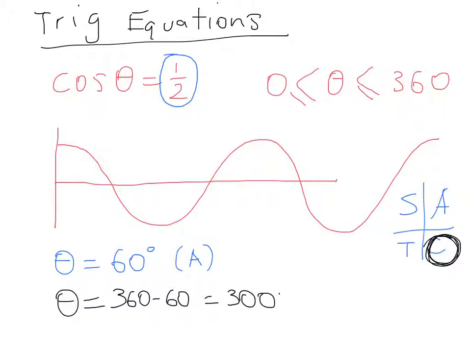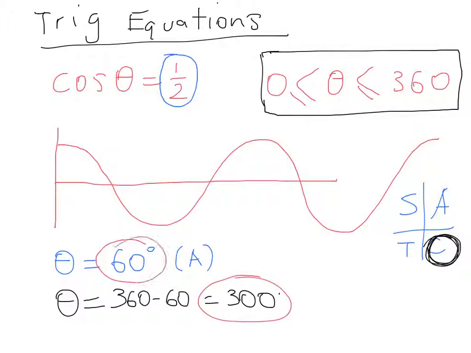So between 0 and 360, our angles that will give me cos theta equals a half are either 300 or 60. Those are my two solutions. Okay, let's have a look at another one.